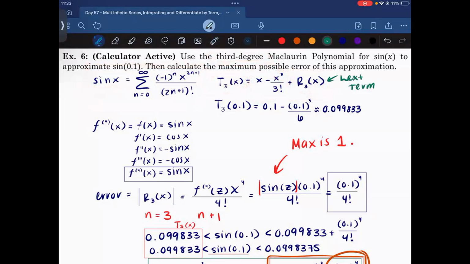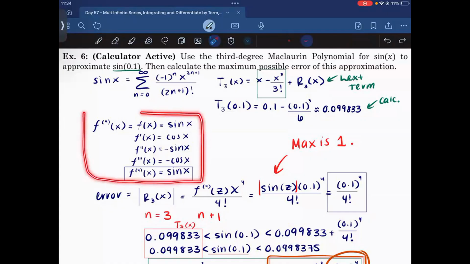And I used a calculator to find that. So we found this with respect to 0.1 of our sine with our third degree. And I used a calculator for that. The next thing we're going to do is find the fourth degree, or the next term. And then I put those here. This is the fourth derivative of that, which is our next term.